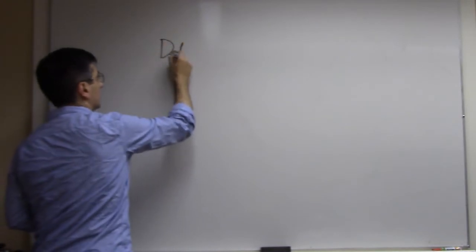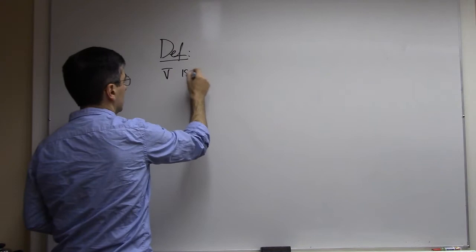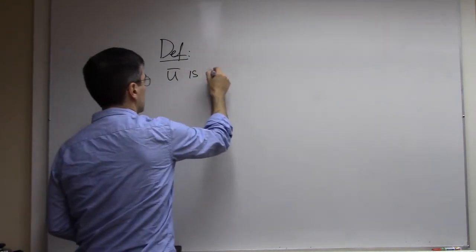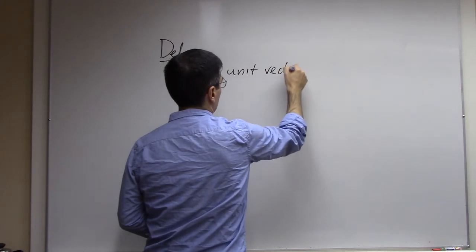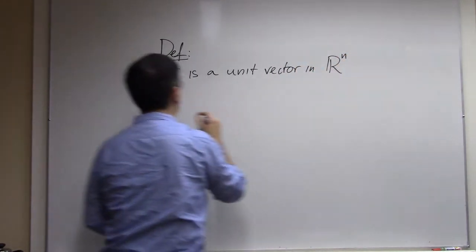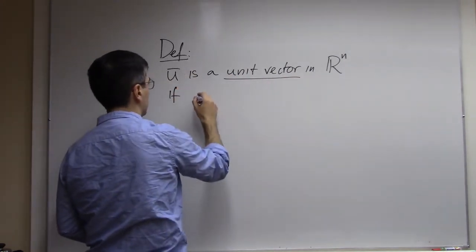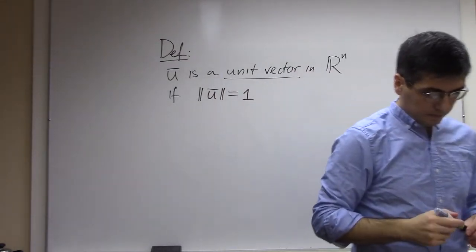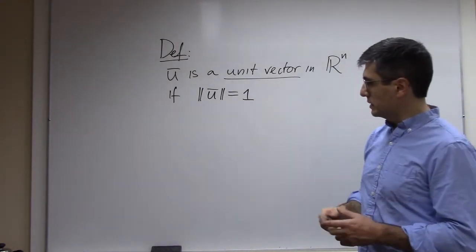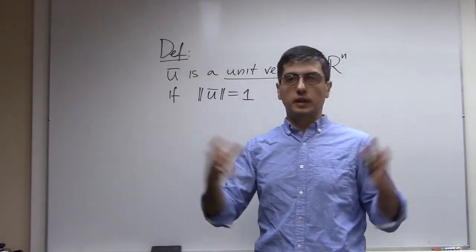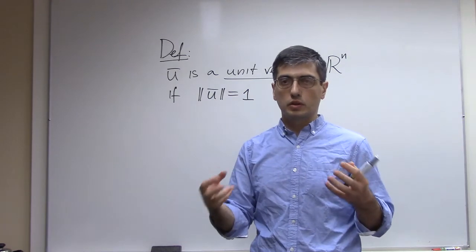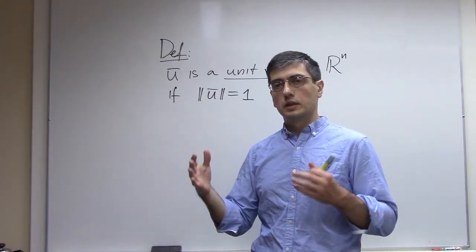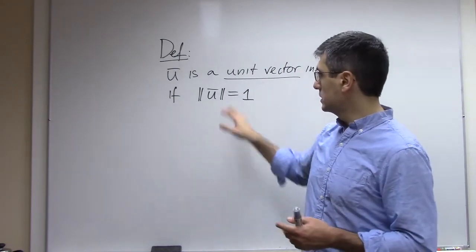Now, we define a unit vector, let's call it U to be suggestive. U is a unit vector in Rn if the length of U is 1. Now it turns out that you can always scale any vector to make it into a unit vector. So you can multiply a vector by a number so that the resulting vector has length 1.